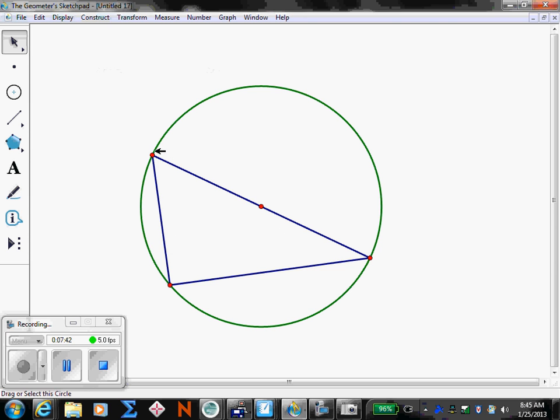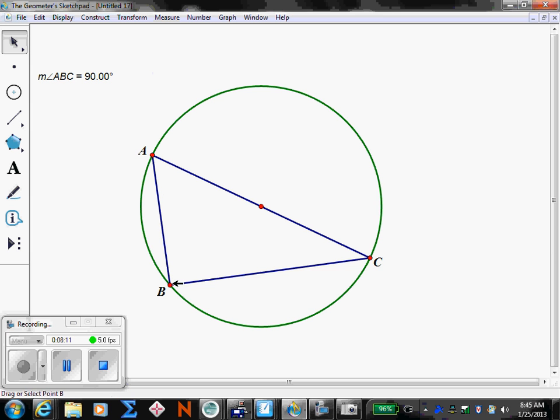Look at its intercepted arc. What is the measure of its intercepted arc? If the whole circle is 360, that means half the circle is 180. So if I take half of 180, then the measure of my angle will be 90. So let's just measure it to make sure. And there it is.